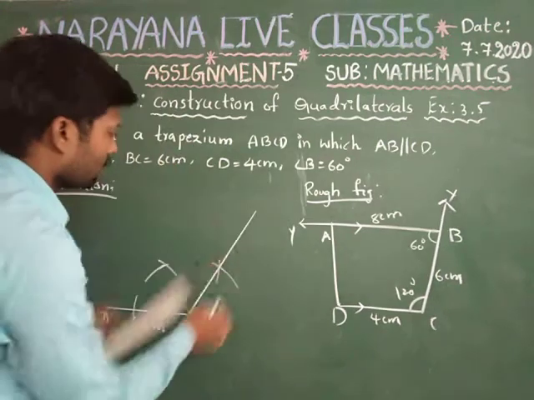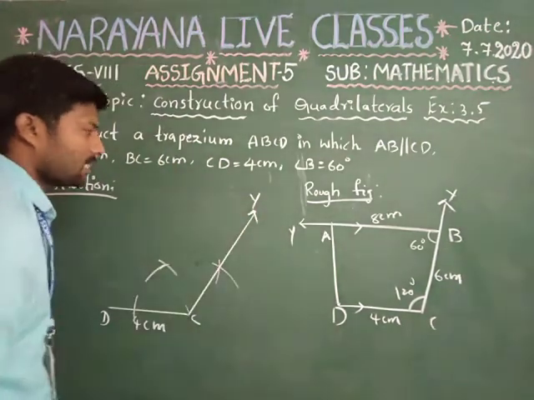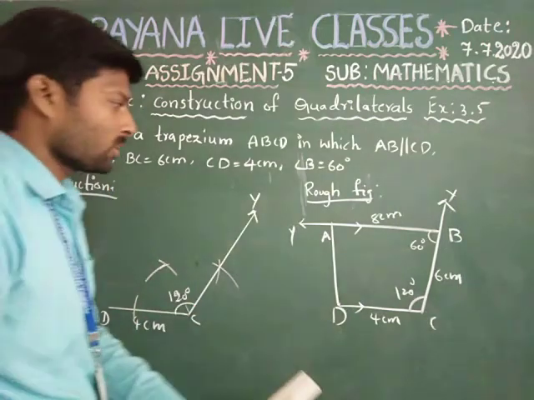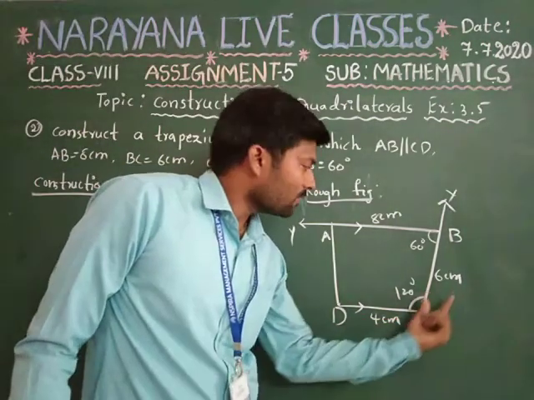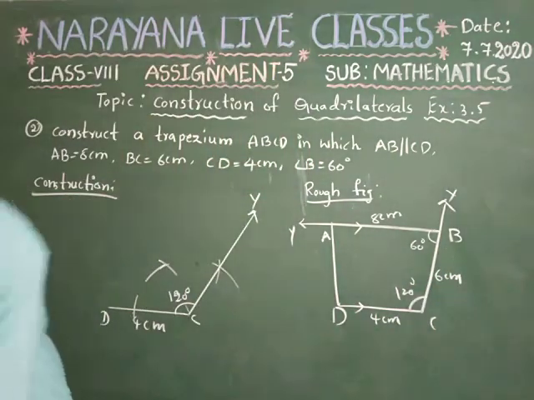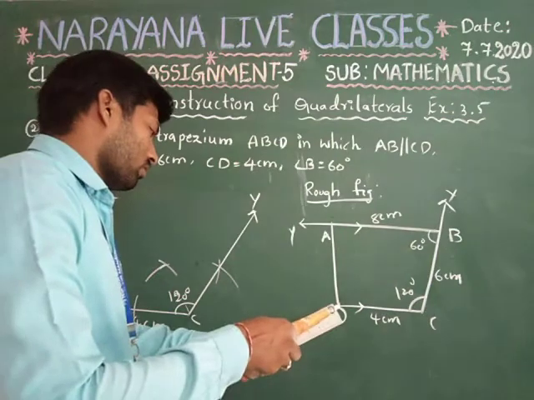Okay, so let's take this ray as CY ray. This angle is 120 degrees. Now take point C as the center with radius 6 centimeters and draw an arc. With radius 6 centimeters, draw one arc.